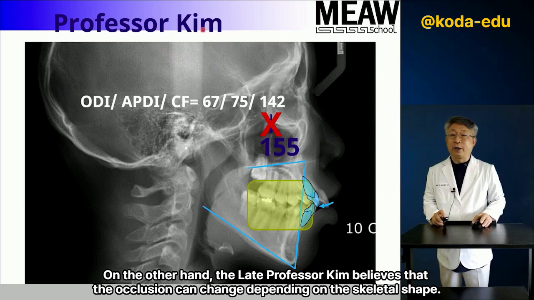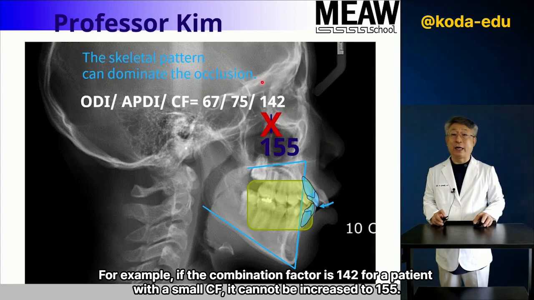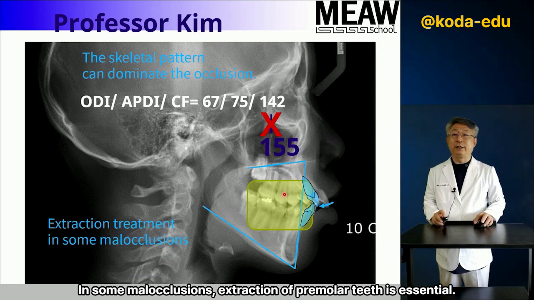On the other hand, the late Professor Kim believes that the occlusion can change depending on the skeletal shape. For example, if the combination factor is 142 for a patient with a small CF, it cannot be increased to 155. In some malocclusions, extraction of premolar teeth is essential.